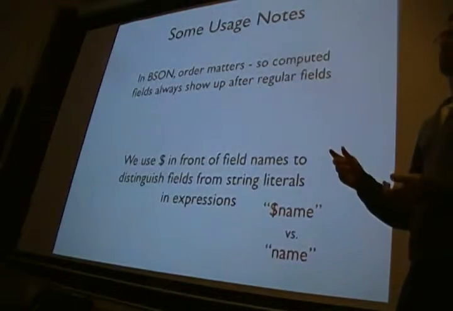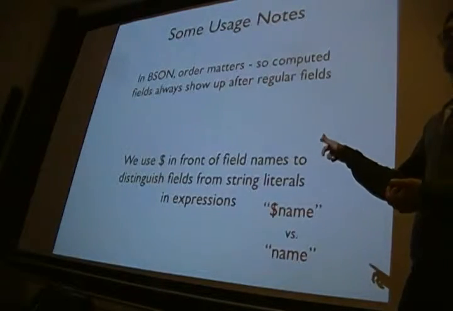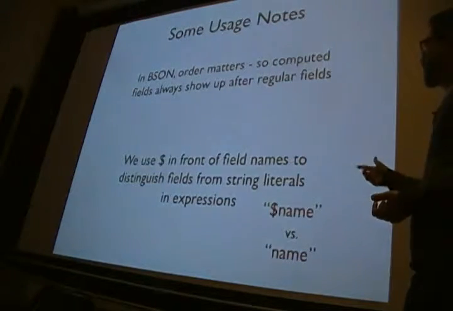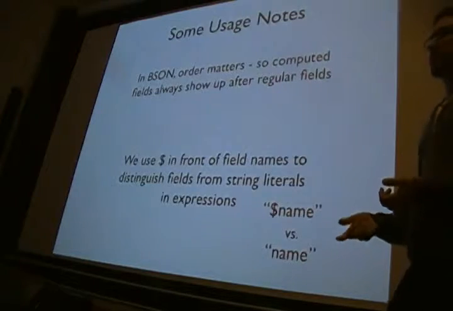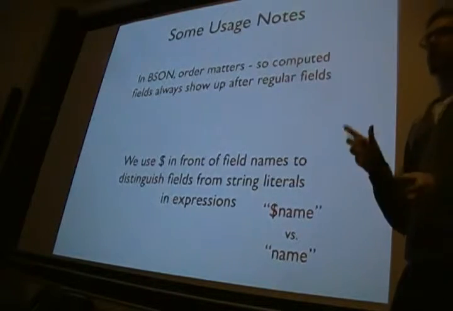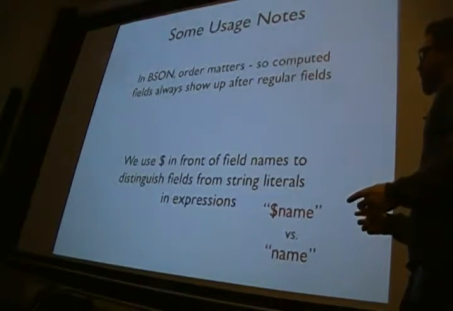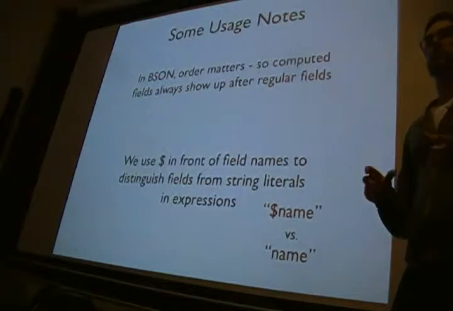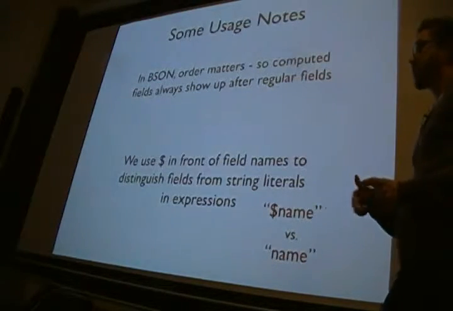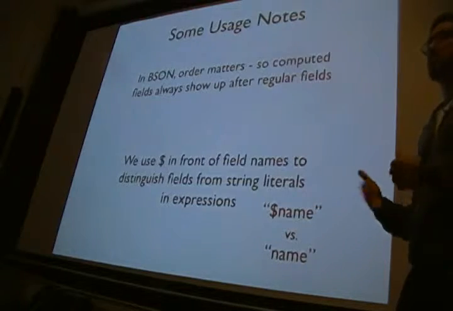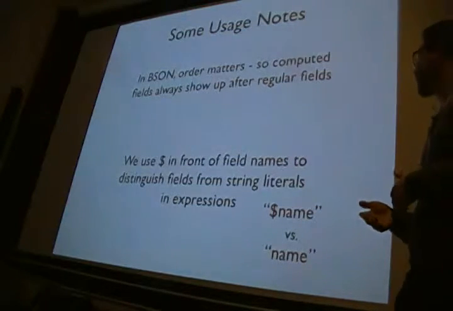Also, you might have seen that I use a $ sign in front of some of the field names. The idea is that we can use that to distinguish a field name from a string literal, because Mongo prevents you from storing a field name that starts with a $ sign. So that's just how we maintain the difference between the two.